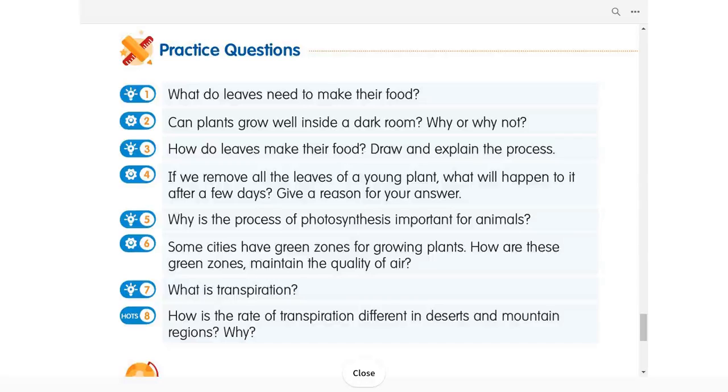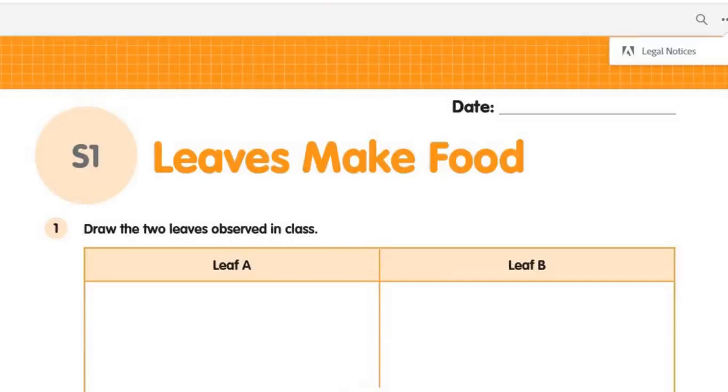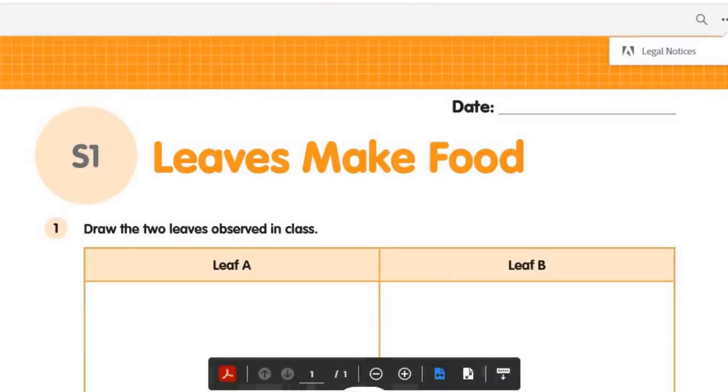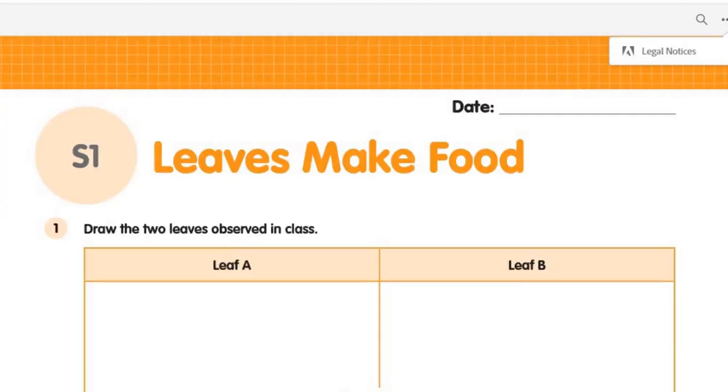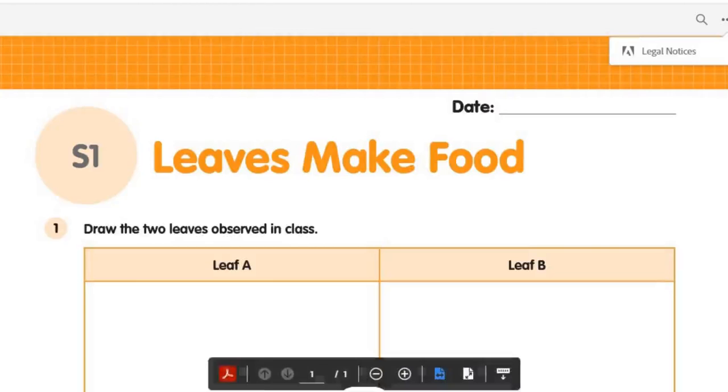Okay. Now you got answers for all the practice questions. Next, worksheet questions. First, S1, leaves make food. In S1, first question, draw the 2 leaves observed in class. In this topic, we saw an experiment through the demonstration video. In that, they use 1 leaf to demonstrate the process. So I told that you need to draw the leaf as shown in the demonstration video. I hope you have drawn correctly.